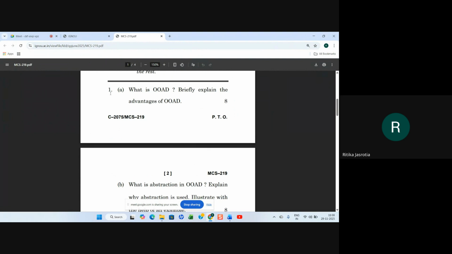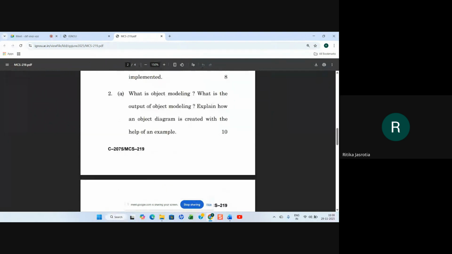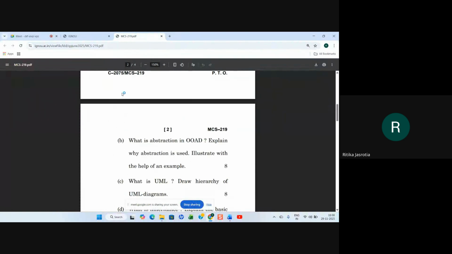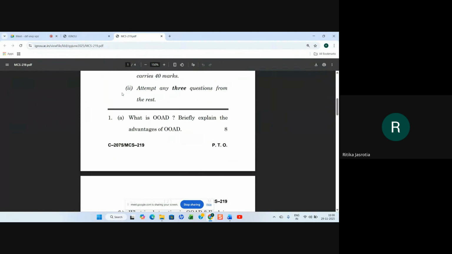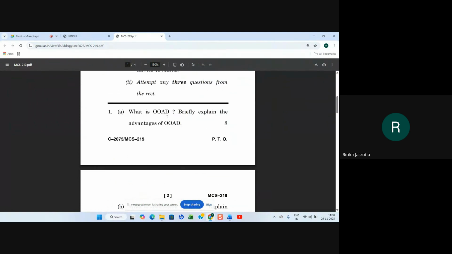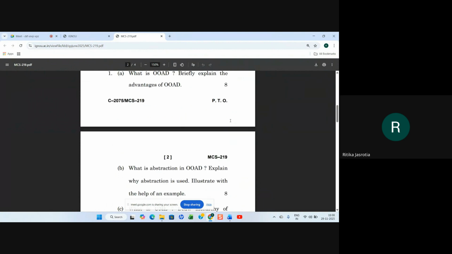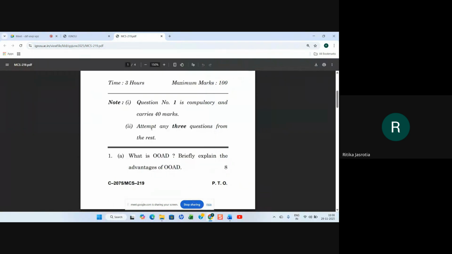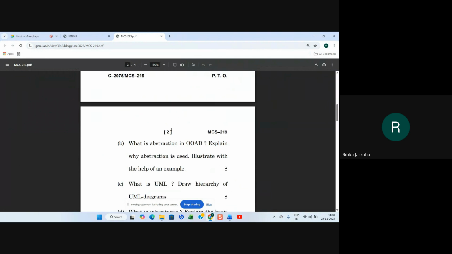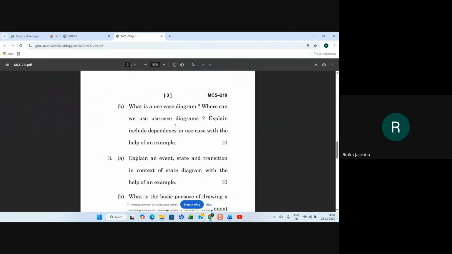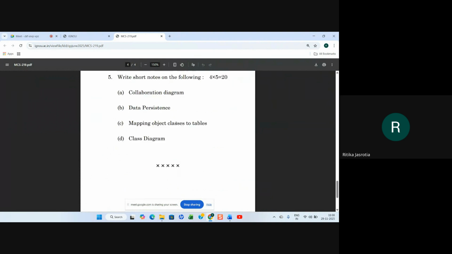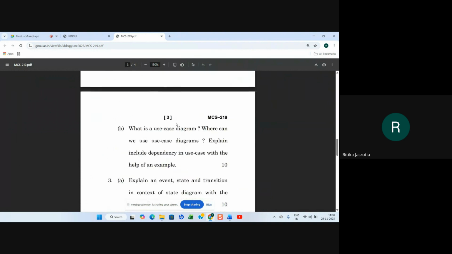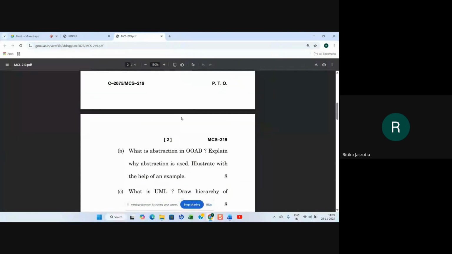If you see, question number one has sub-questions A, B, C, D, E in this section, and each of them has marks. So total question number one, which is compulsory, is of 40 marks, and then you have to attempt any three questions from the rest. So the rest are two, three, four, five. Five questions are there exactly. You have to attempt any three, right? So you can leave any one question from two, three, four, five.